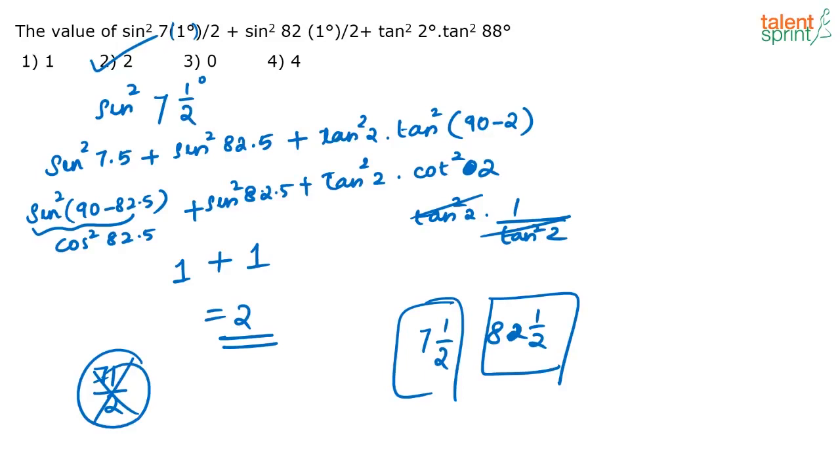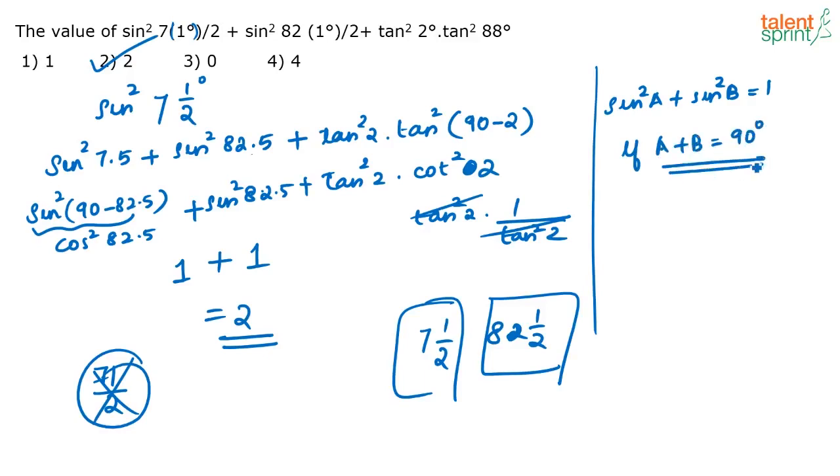The answer is very easy. Whatever we have discussed, see, sine squared 7.5 plus sine squared 82.5, we converted it and said it is 1. Instead of that, you can directly remember this formula: sine squared A plus sine squared B is equal to 1 if A plus B is 90 degrees. If A plus B is 90 degrees, one of A or B you can convert into cos terms, and obviously you are going to get the answer as 1.